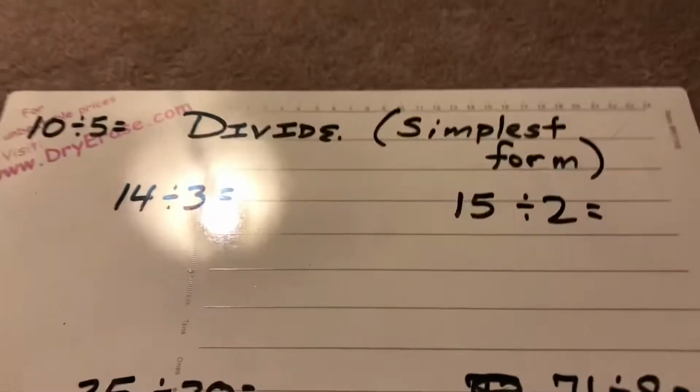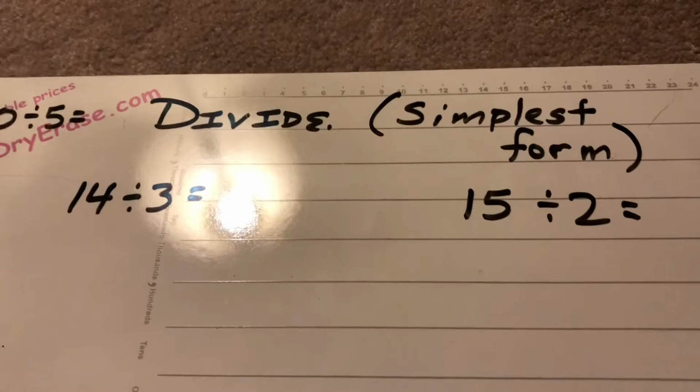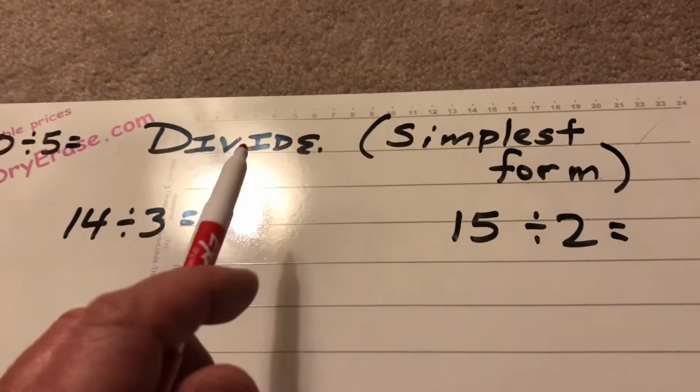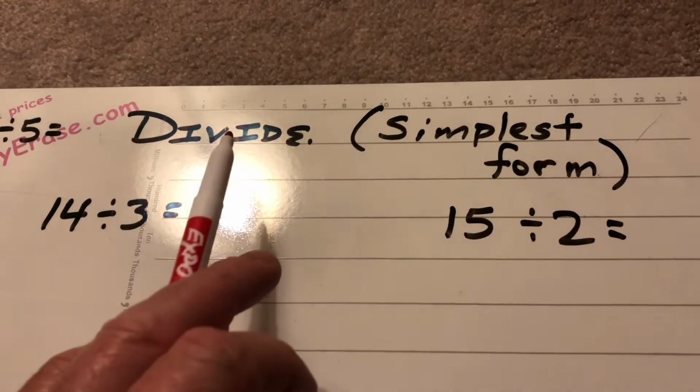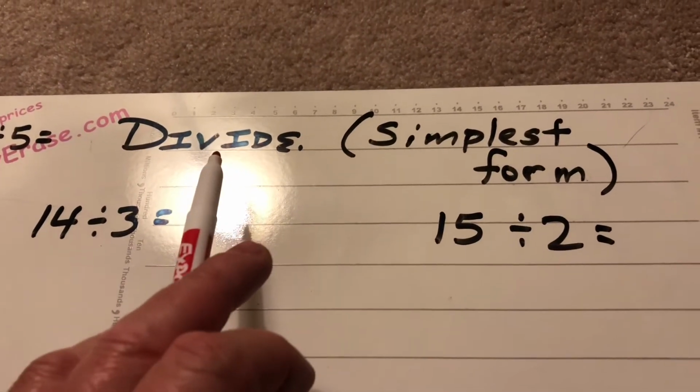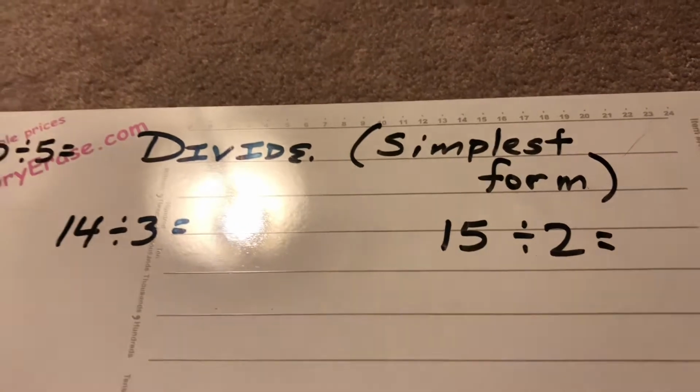All right, fifth graders. We are continuing along here in chapter 10, and this is going to look very similar to what we were doing in the previous lesson, 10.1. So we get into 10.2. We have divide, simplest form.